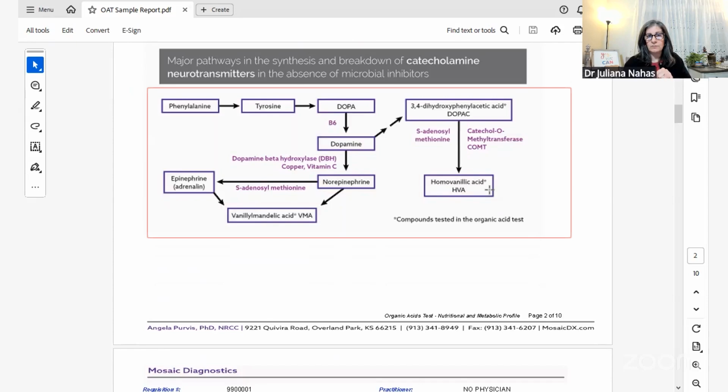Do they need B vitamins? Do they need copper? Do they need vitamin C? And so that's where we bring in other testing to try to figure out where's the hiccup, right?